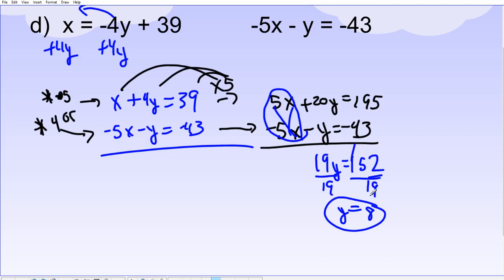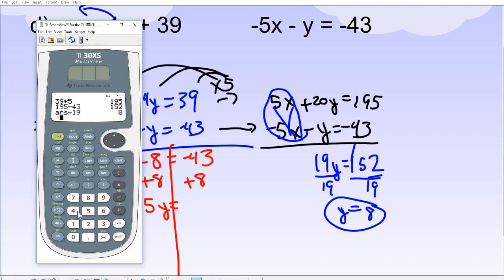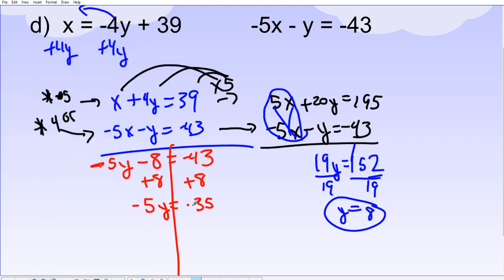And, well, let's take that y and plug him in. So I'm going to do this equation because he's right here. So my y variable is 8, negative 43 equals negative 5y, and solve. So I'm going to start by adding 8 to both sides because we get rid of add and subtract first. So negative 5y equals negative 43 plus 8, negative 35. Divide by negative 5 on both sides, cancel him out, and y is equal to a positive 7.